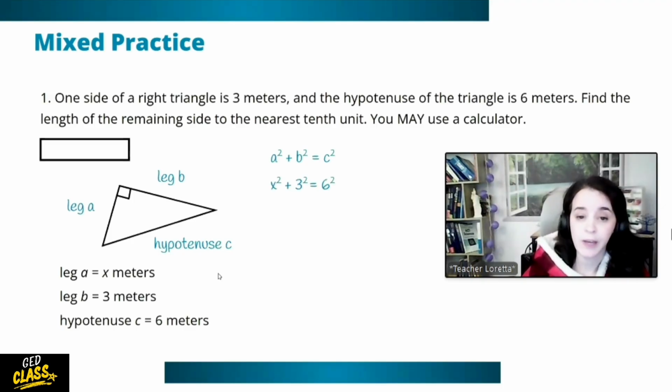We'll just call it x for now so that we can find it. That's when we don't know what it is. B is 3 because they told us one side is 3. And then C is 6 because we know the hypotenuse is 6. Now we're just going to do algebra.